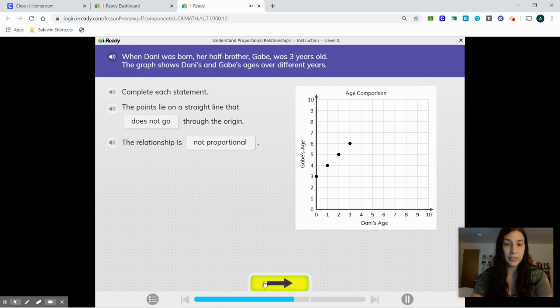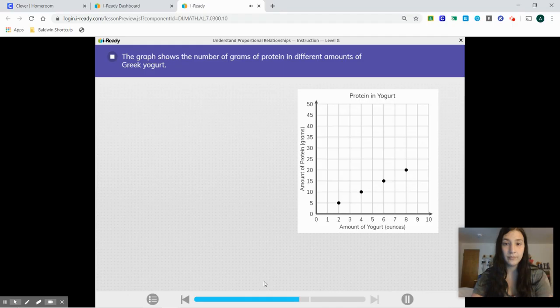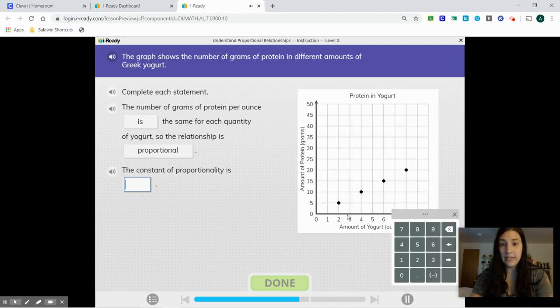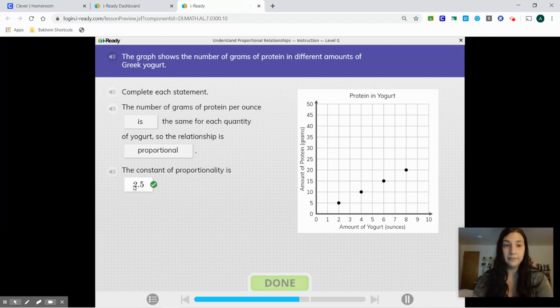No constant of proportionality. The graph shows the number of grams of protein in different amounts of Greek yogurt. Straight line through the origin. Complete each statement. Proportional. So it is the same, and it is proportional. You got it. Yay. Now we have to find the constant of proportionality. So we're going to do 5 grams of protein divided by 2 ounces of yogurt. 5 divided by 2 will give us 2.5.